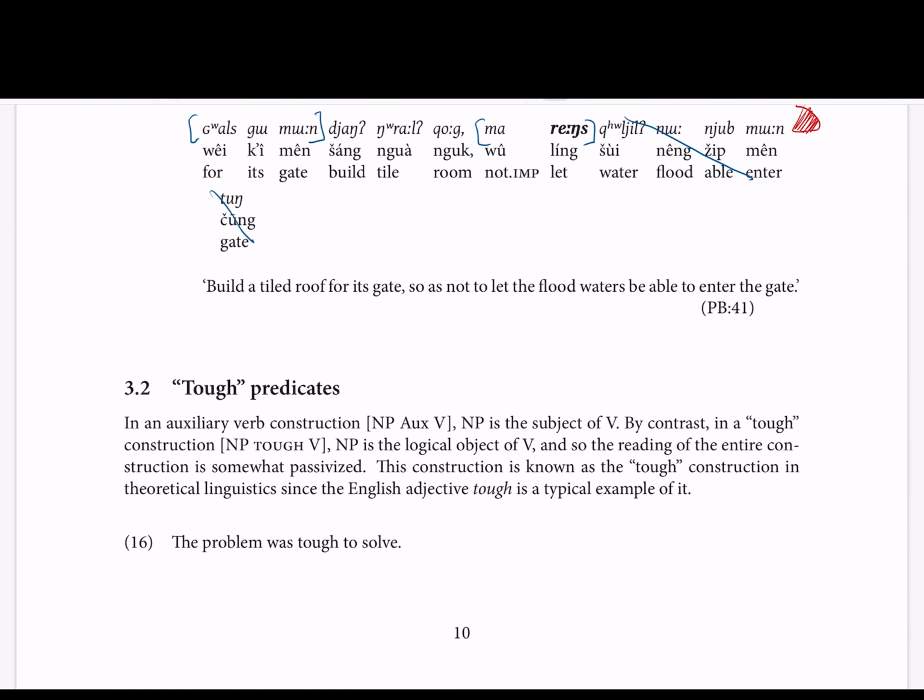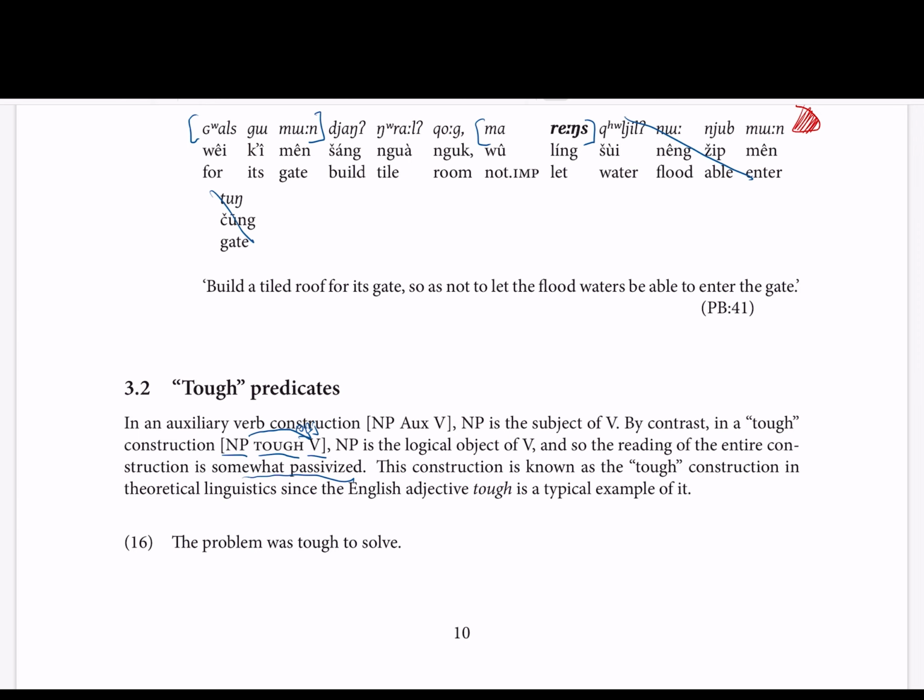Next, let's turn to the tough predicates. Generally speaking, in a so-called tough construction consisting of an NP, a tough predicate, and a verb, the NP is the logical object of the verb. So as a result, the reading of the entire construction is somewhat passivized.